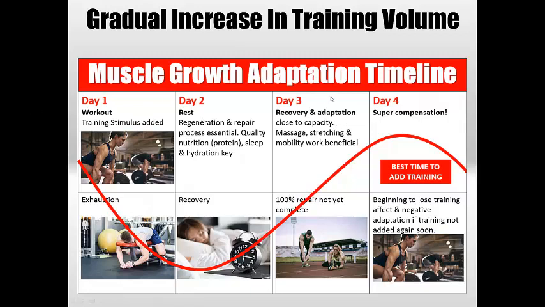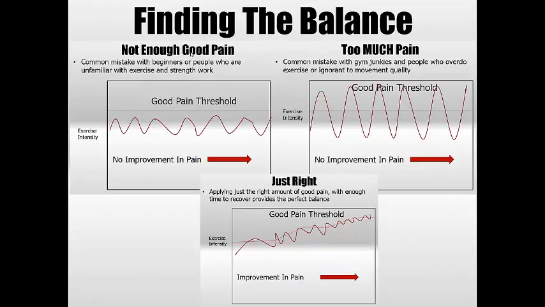So if you're doing intervals every day and weights in between as well, inevitably you're going to develop little niggles that become big things. So it's about finding the right balance. A common mistake with beginners is they don't train enough or train hard enough, so they don't really develop the strength that they need, especially when they're trying to work through pain. The gym junkie trains way too often, does too much. You can see the pain thresholds being crossed too often, so they also get no improvement in pain. The person who finds the right amount will start to get a gradual increase in improvement, and things get back to the way they were.